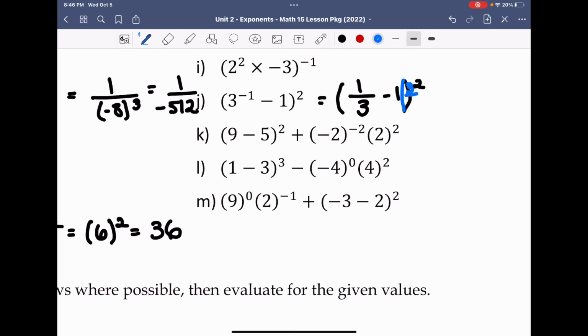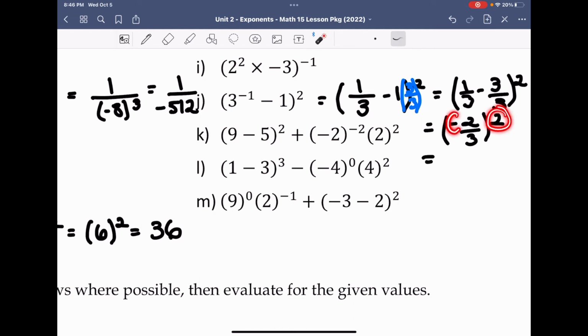So I'm going to multiply by 3 over 3, or essentially 1, but this is going to help me scale it up. This is equal to 1/3 minus 3/3, or 3 over 3, all squared. Now this is equal to negative 2 over 3, all squared. And if I square a negative, a negative raised to an even exponent becomes positive, and this will be 2 squared, which is 4, over 3 squared, which is 9. That is our solution there.